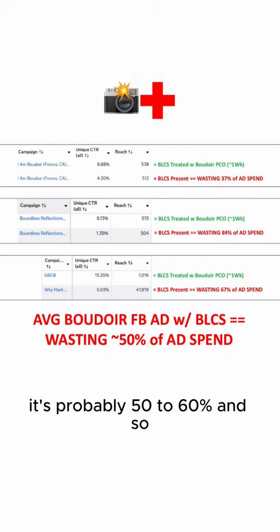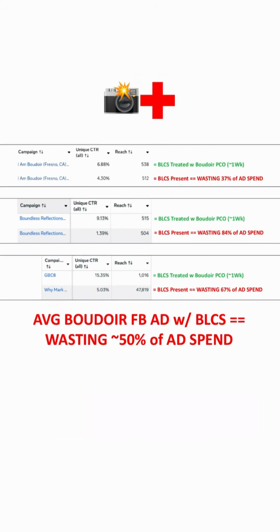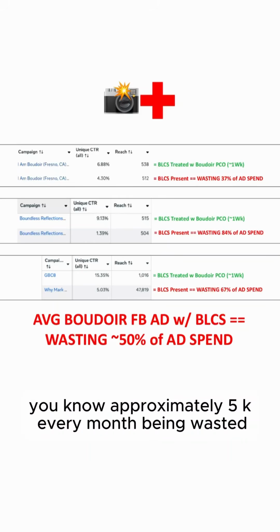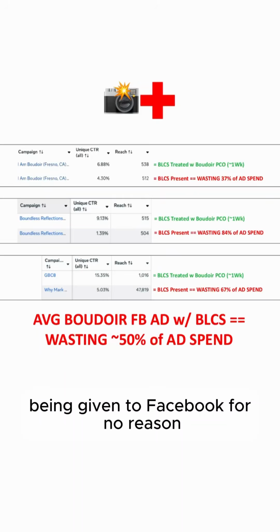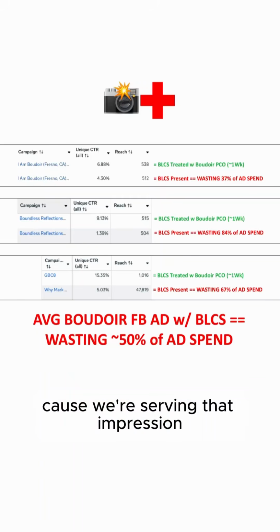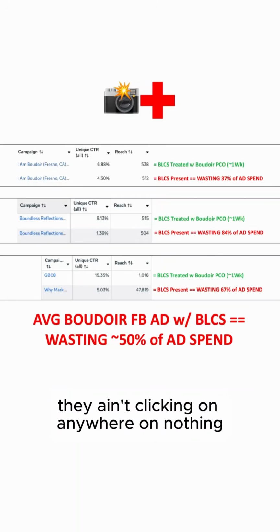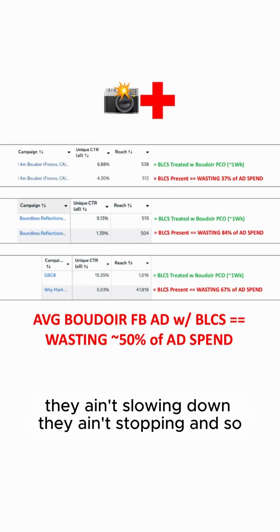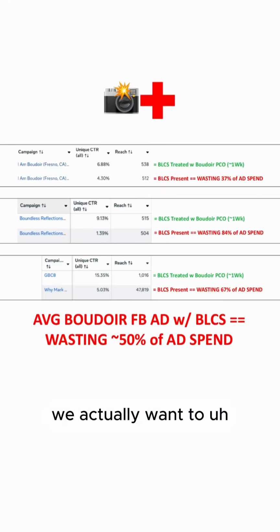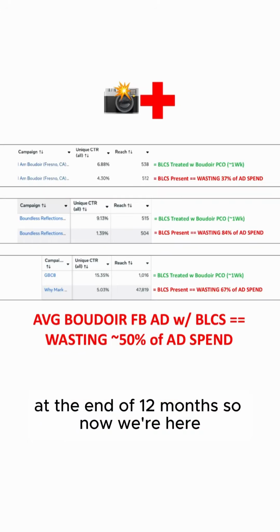And so if they're spending 10 grand a month on boudoir Facebook ads, on average approximately 5K every month is being wasted, being given to Facebook for no reason, because we're serving that impression. Women are scrolling right by anyways. Our ads never enter their brain. They ain't clicking on anything. They ain't slowing down. They ain't stopping. And so on average, that'd be 60K kind of bonus back in the business owner's pocket at the end of 12 months.